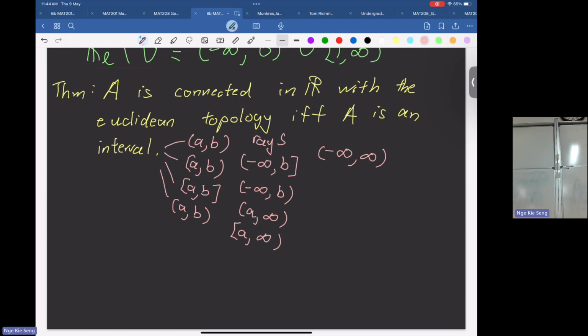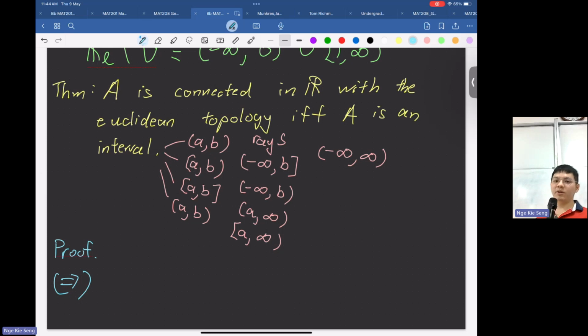You don't start by thinking first, oh, my connected sets are these intervals, and then prove that these are the ones. Okay, you will see this phenomenon in the proof later. So okay, let's do it. Let's go in this direction. If it's connected, then it must be an interval. Surprisingly, this part is easier.